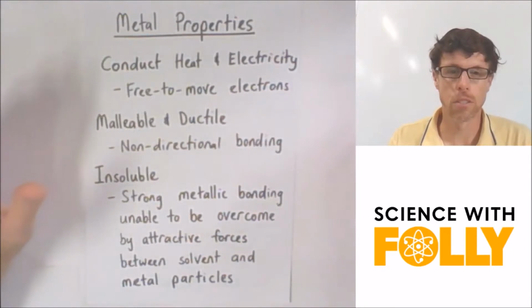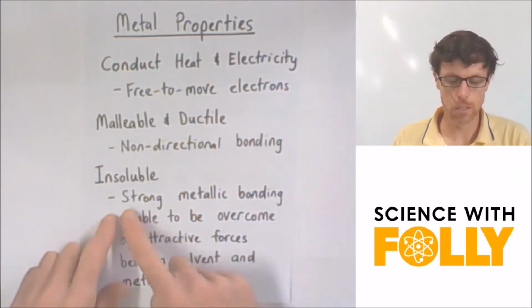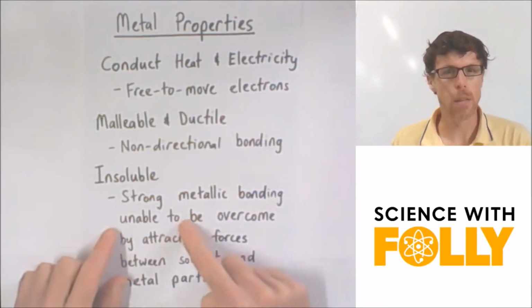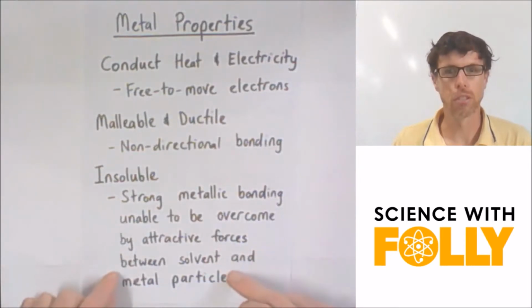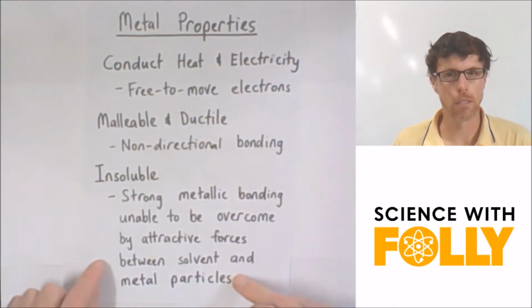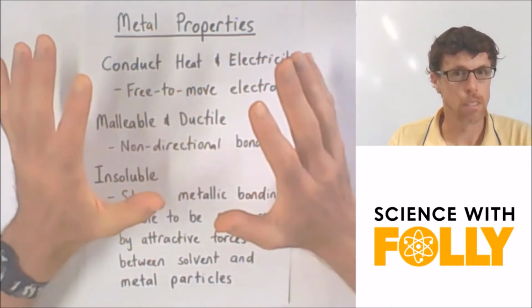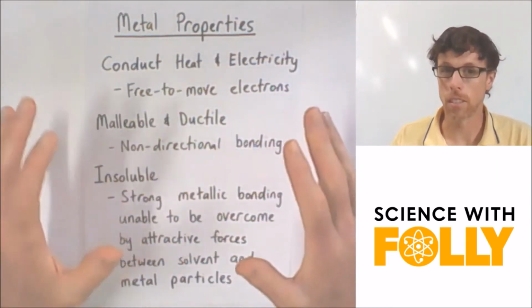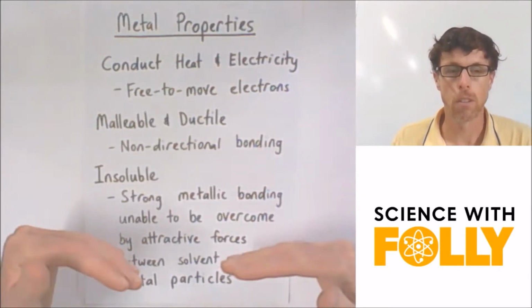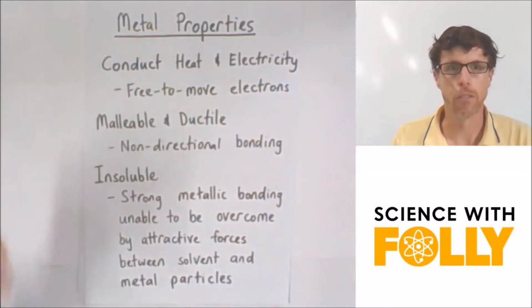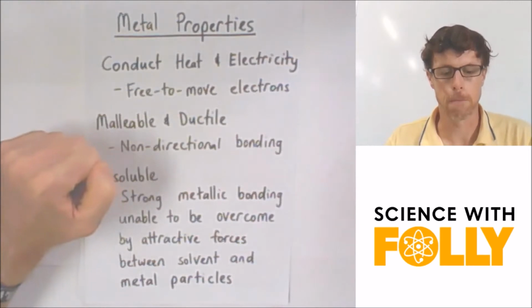Thirdly, metals are insoluble, and the reason why is because strong metallic bonding is unable to be overcome by the attractive forces between the solvent and the metal particles. Remember, look back at the video about ionic substances and see how ionic substances can dissolve in solvents. The metal bond is too strong for the substance to be pulled apart.